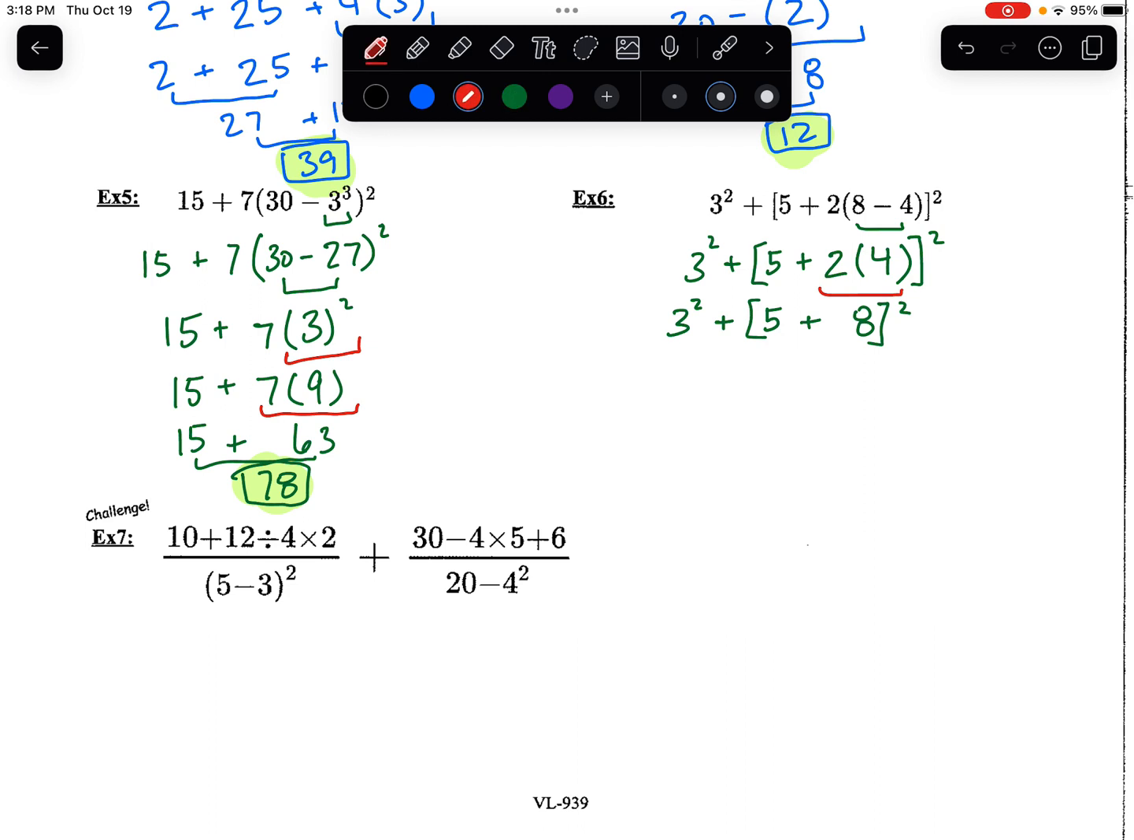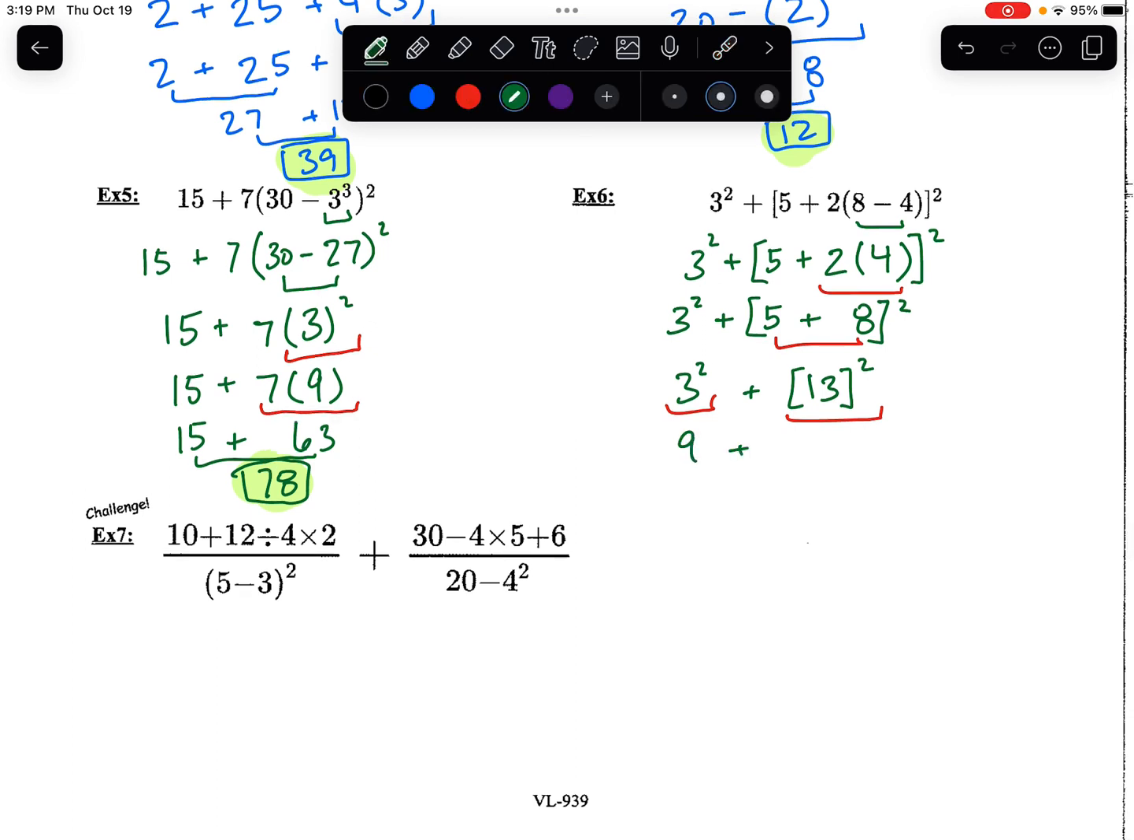That bracket is a parentheses, so we're going to do that right now. That's 5 plus 8, which is 13. Bring down the brackets, the second power, the second power, plus. So here we have 2 exponents. We have 3 to the second and 13 to the second. You can do them both at the same time. It's a little shortcut. So we're going to do both of them, 3 to the second and 13 to the second. 3 to the second is 9. 13 to the second is 169. And if you add those up, you should get 178.